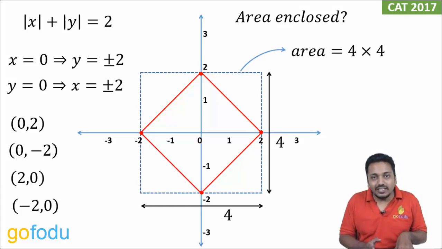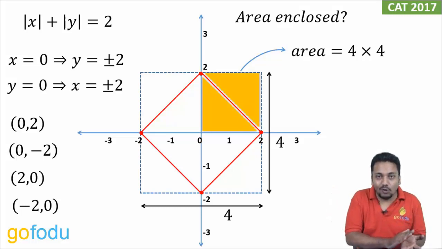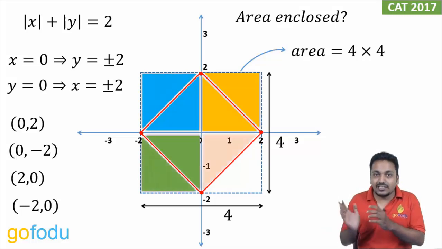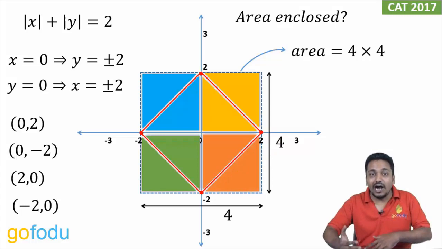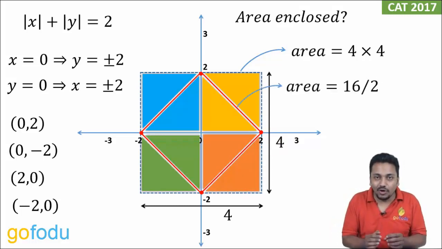But we are required to find the area of the inner square. Now look at this part. The inner part is the same as the outer part. Similarly, we have these inner parts the same as the outer parts. So the area of the inner square will simply be half of that of the outer square. That is 16 upon 2, or we can say 8 square units. This is our final answer. 8 square units is the area bounded by this graph mod x plus mod y is equal to 2.